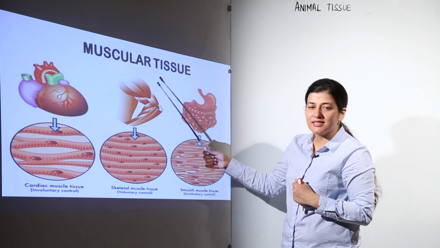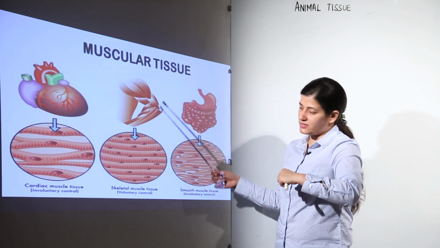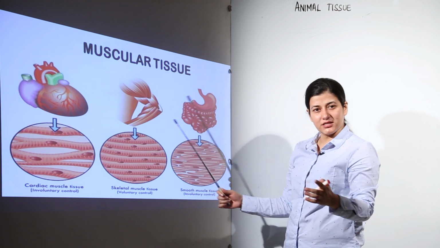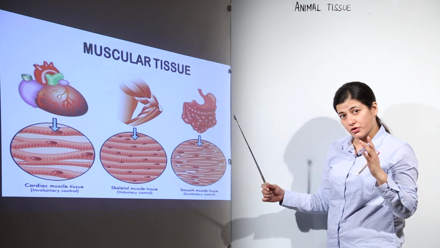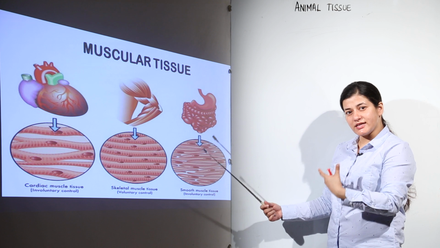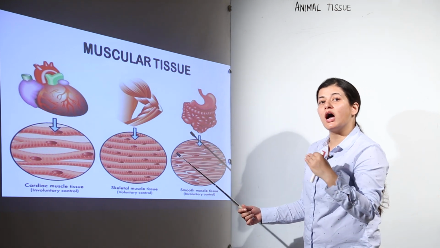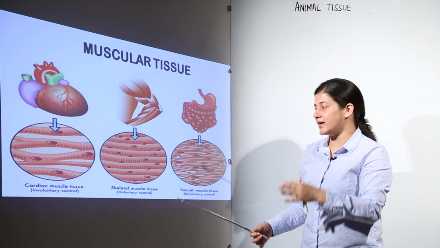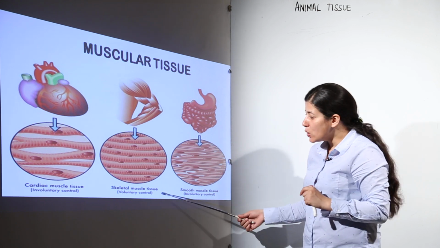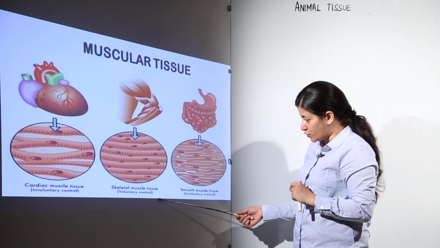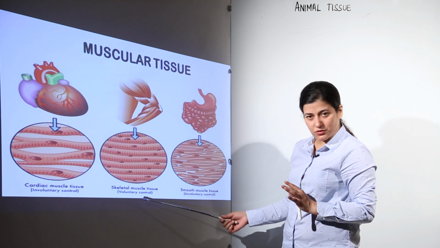Next are the skeletal muscles. This movement that I am able to do is because of the skeletal muscles, and I am taking care of the movements myself, my brain is taking care. So that particular movement which is under our conscious control is taken care of by skeletal muscles, which are under voluntary control.